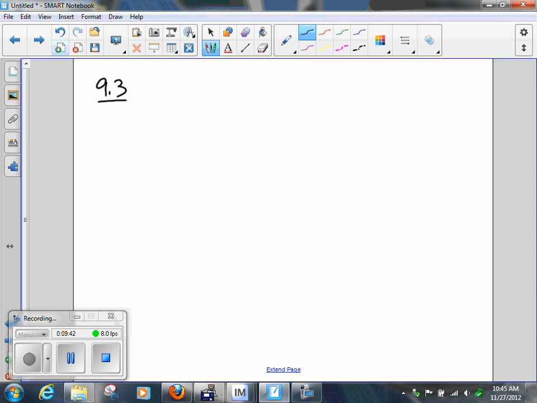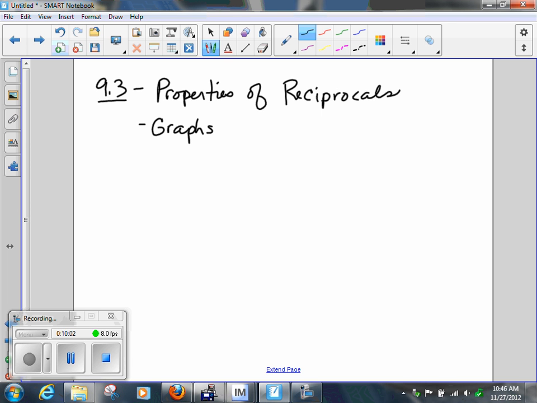This is from section 9.3, folks, and this is properties. Two things we're going to look at: the properties of reciprocals, and the graphs of reciprocal functions and what we can do to those, okay? So calculators, calculators, calculators. Don't you ever come to this class without a calculator. You got to have it, okay?